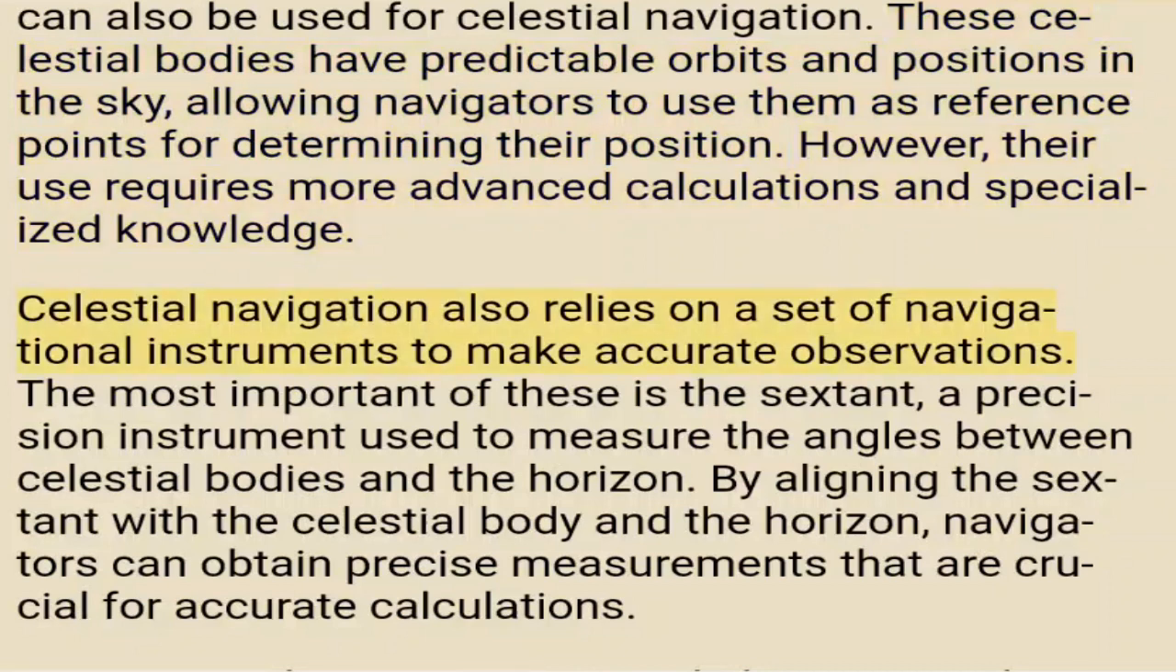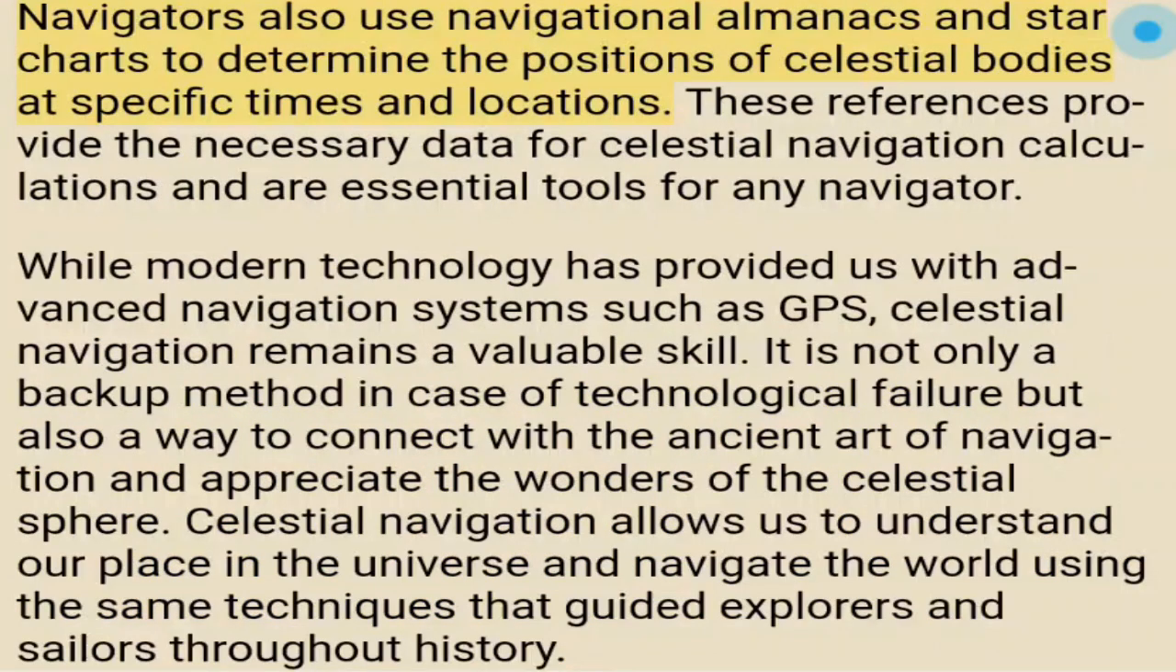Celestial navigation also relies on a set of navigational instruments to make accurate observations. The most important of these is the sextant, a precision instrument used to measure the angles between celestial bodies and the horizon. By aligning the sextant with the celestial body and the horizon, navigators can obtain precise measurements that are crucial for accurate calculations. Navigators also use navigational almanacs and star charts to determine the positions of celestial bodies at specific times and locations. These references provide the necessary data for celestial navigation calculations and are essential tools for any navigator.